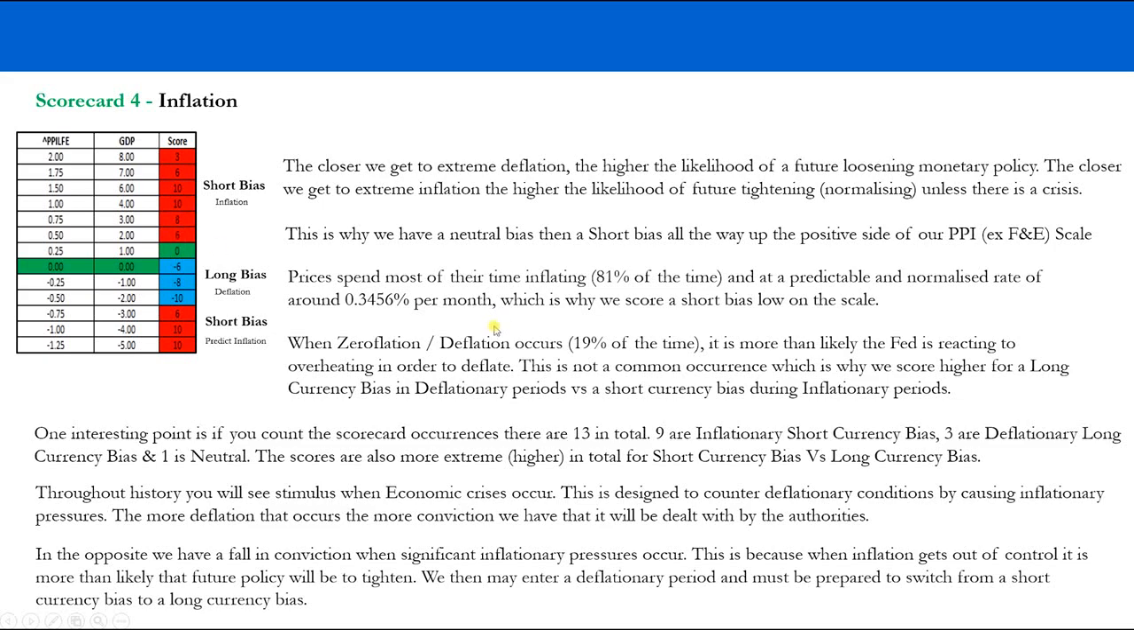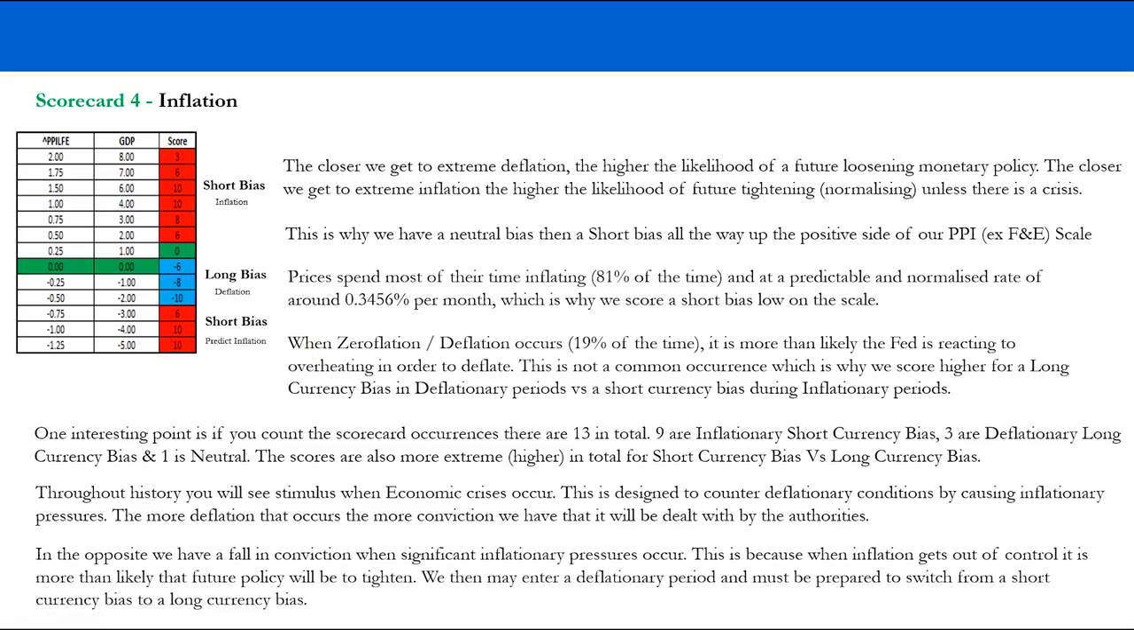Now, one interesting point again is if you count the scorecard occurrences, there's 13 in total. 9 of them are inflationary short currency bias, 3 are deflationary long currency bias, and 1 is neutral. The scores are also in absolute terms higher on the short side in the inflationary areas in terms of predicting inflation.